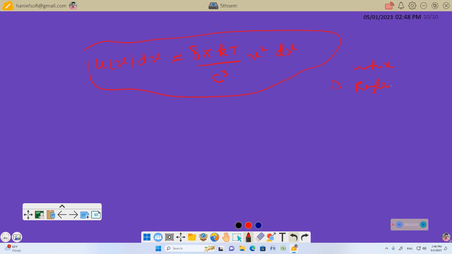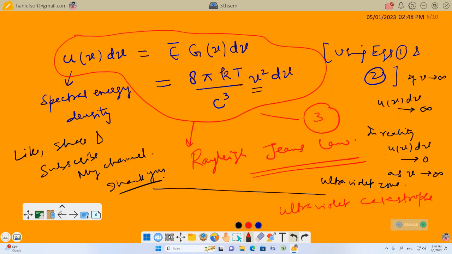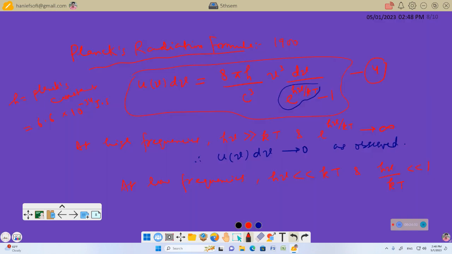Which is Rayleigh-Jeans law. You can check it. We have discussed it already. 8 pi kT by c cube nu square d nu. Right?